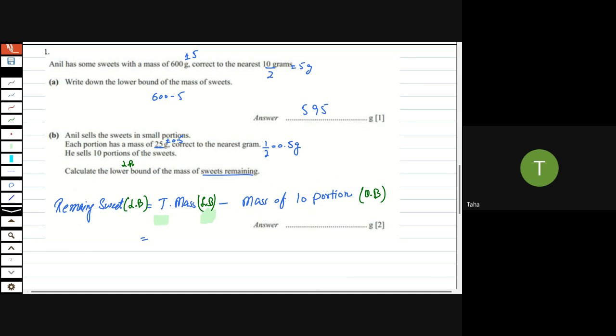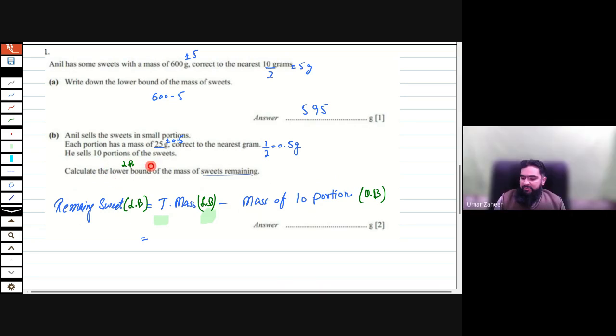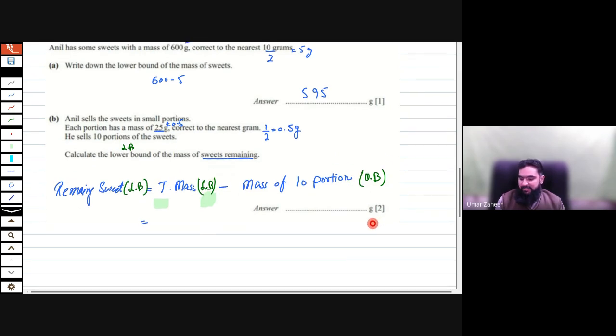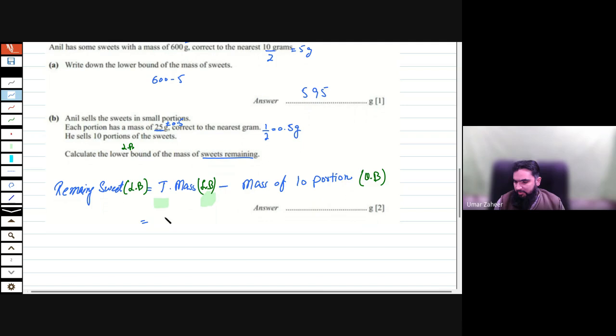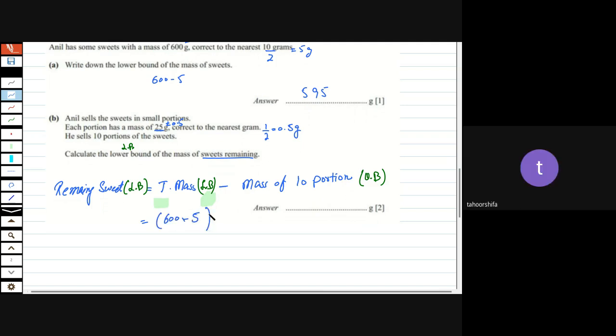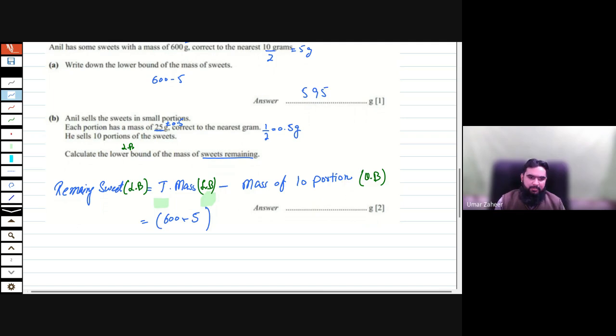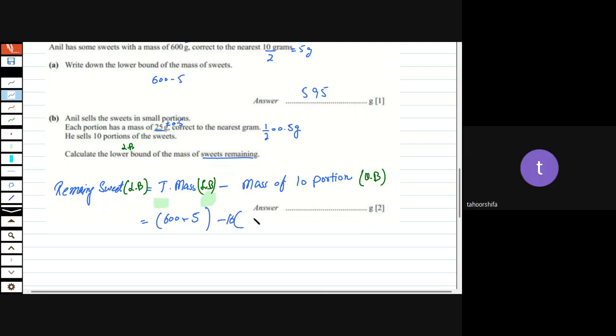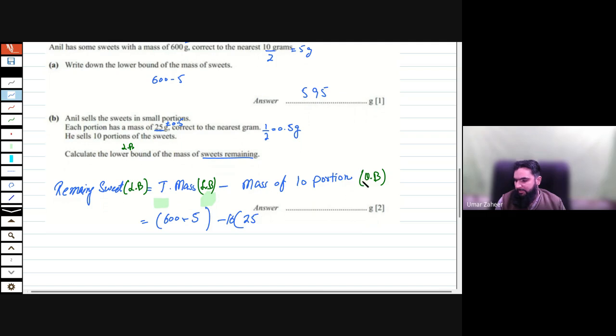Oh, okay, I understand now. Thank you. And after that, I have to go for the lower bound. We need to find the lower bound. So we'll take the lower bound of the first value and the upper bound of the second value. So simply, the lower bound is 600 minus 5. I already found it, but I'm just going to write the complete working. Minus the mass of 10 portions. So it is going to be 10 multiplied by the mass of one portion, that is 25. We need to take the upper bound, so plus 0.5.